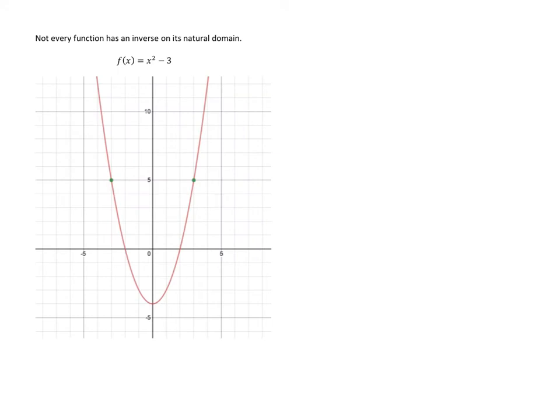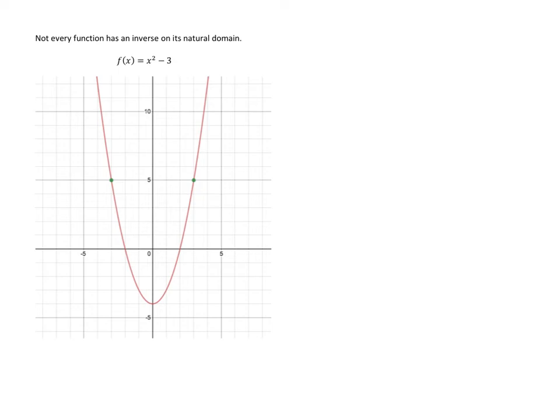It turns out that there are functions that do not have inverses, like this function here, x squared minus 3. It has no inverse on its natural domain of all real numbers. So what's the problem? What would go wrong here? And is there an easy way to determine if a function does or does not have an inverse?